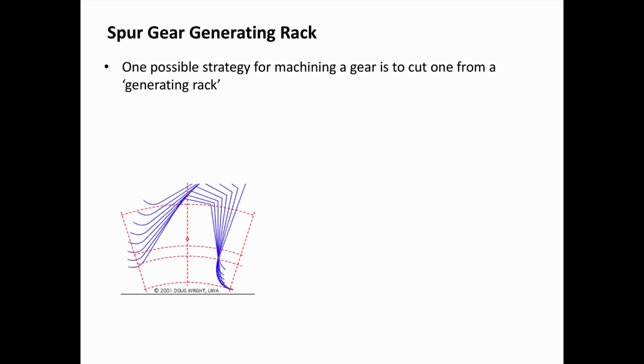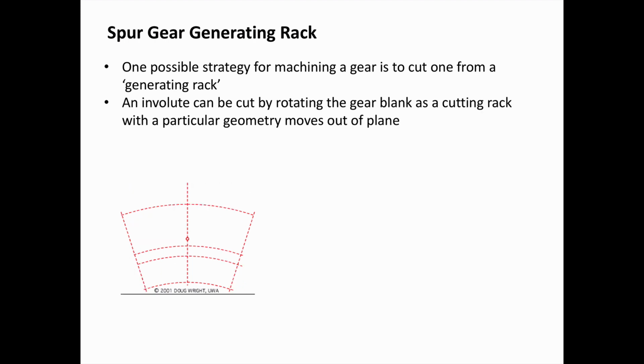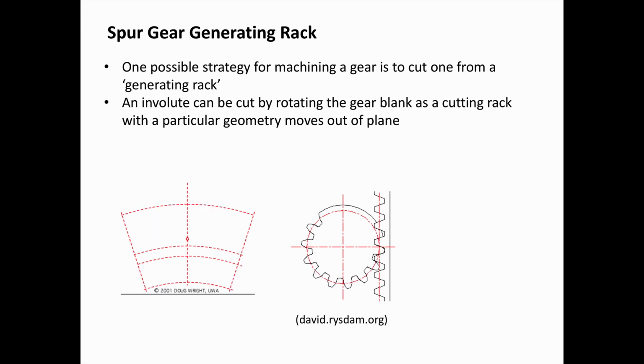So how can we produce this particular type of motion? It turns out to be relatively straightforward. We can cut an involute by rotating a gear blank, a circular gear blank, as a cutting rack with a particular geometry moves back and forth out of plane, cutting metal away from the gear blank. So how does this happen?